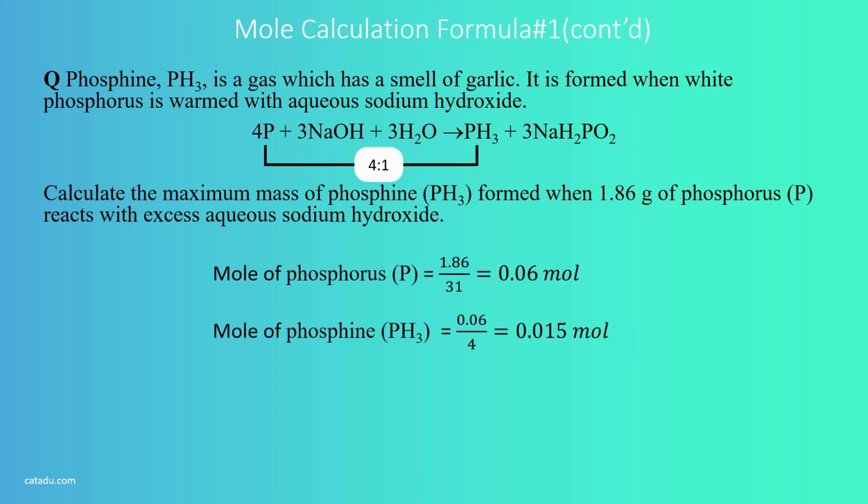So the mass of phosphine is what you have to find out. For that, you have to find the mole of phosphine. The phosphine mole will be 1/4 of phosphorus. That is, we divide the mole of phosphorus by 4, getting 0.15 mole. So the mass of phosphine is mole multiplied by MR, that is 0.51.